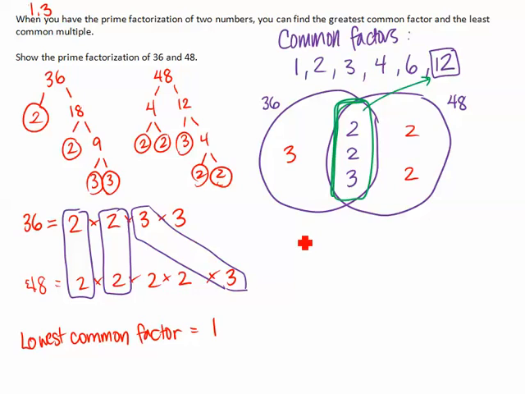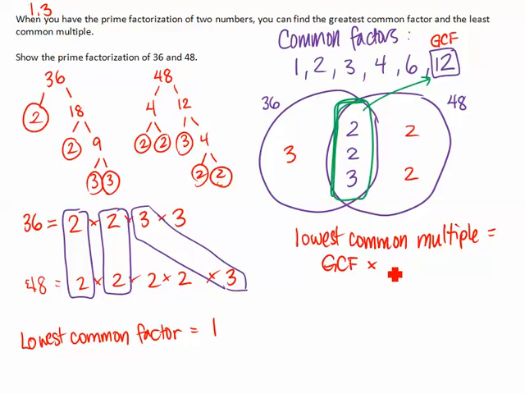So our lowest common multiple is the GCF, and the GCF was the greatest common factor found from the intersection of the numbers. So the GCF times all the other prime factors that weren't used to find that GCF. So in this case, these are the leftovers, the 3 from the 36 and the 2 2's from the 48.